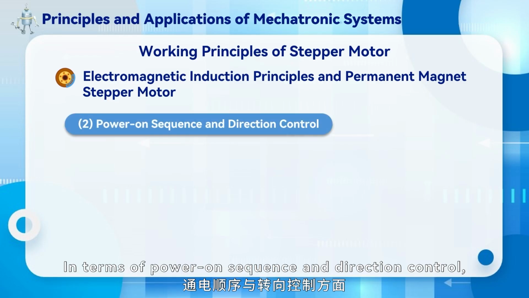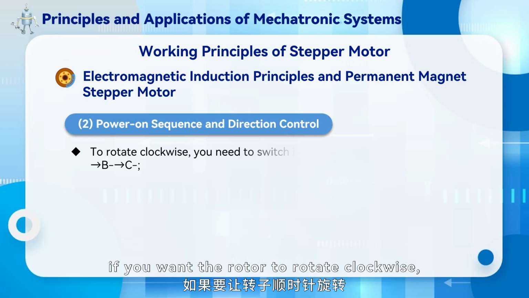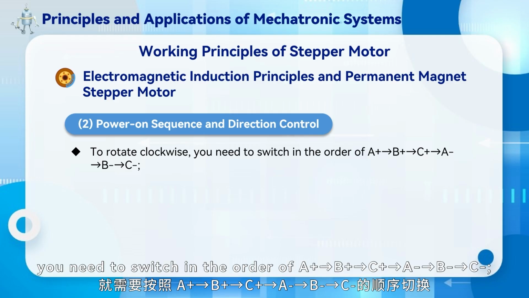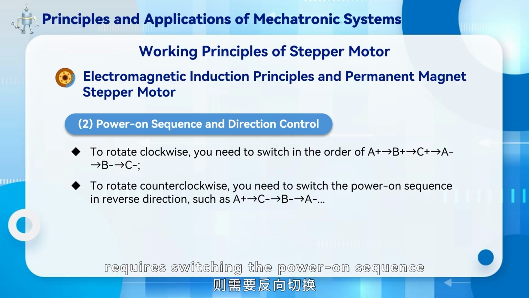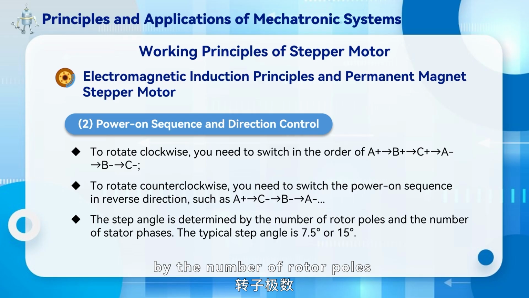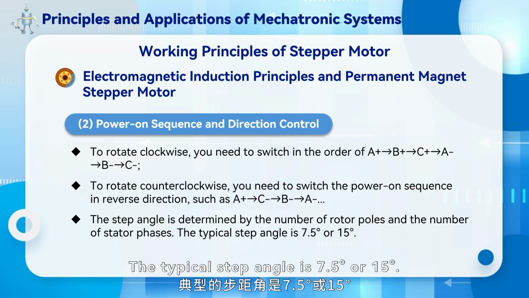In terms of power-on sequence and direction control, if you want the rotor to rotate clockwise, you need to switch in the order of A+, to B+, to C+, to A-, to B-, to C-. Rotating counterclockwise requires switching the power-on sequence in reverse direction, such as A+ to C-, to B-, to A-. The step angle is determined by the number of rotor poles and the number of stator phases. The typical step angle is 7.5 degrees or 15 degrees.